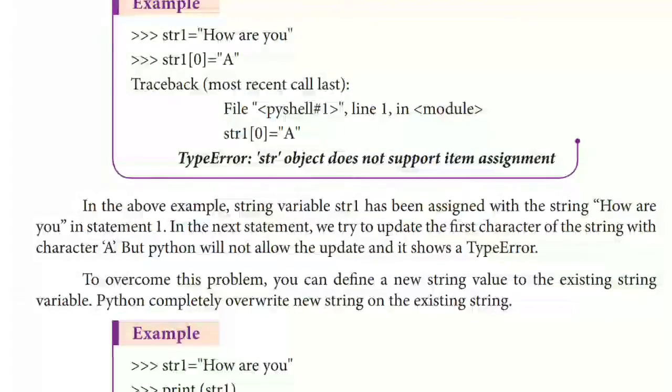So that's what is given in the explanation. In the above example, string variable str1 has been assigned the string how are you in statement 1. In the next statement, we are trying to update the first character of the string with the character a, but Python will not allow the update and it shows a type error. To overcome this problem, we can assign a new string value to the existing string variable. Python completely overwrites the existing one with the new string. So here you can see that.